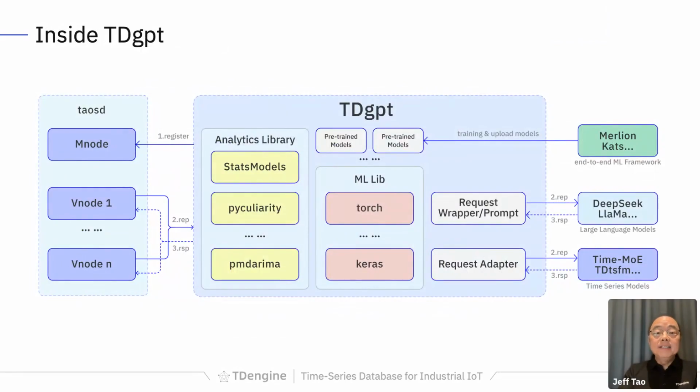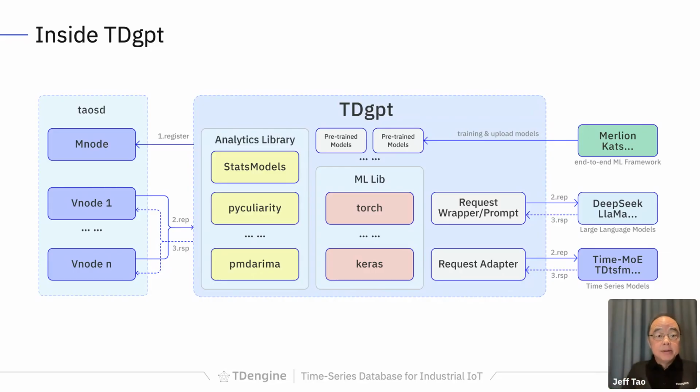What's inside our TDgpt? Inside TDgpt, there are a few parts. The first part is the analytics library, the traditional algorithms. We have already integrated so many traditional algorithms. Although AI works very well, in some scenarios traditional algorithms just work perfectly. A traditional algorithm doesn't need much resource.